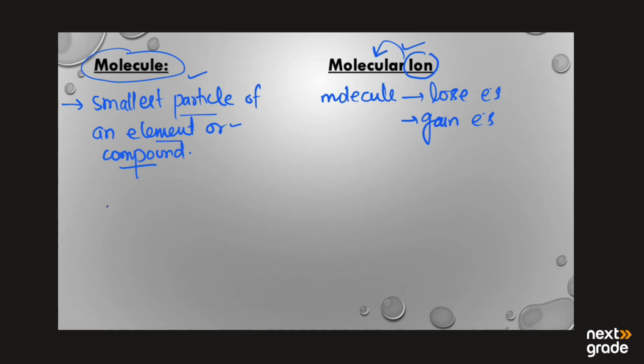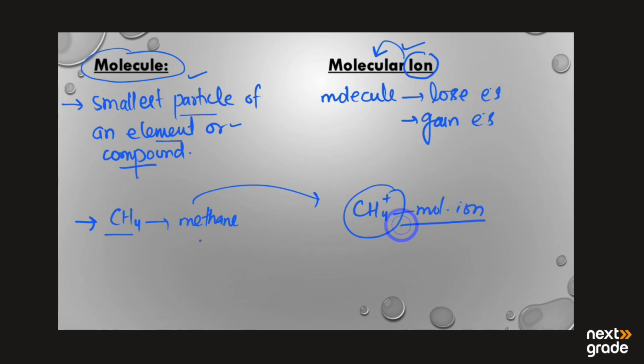For example, if we have a molecule like CH4, this is the molecule of methane, and when it loses an electron it changes into CH4 positive. So here this is the molecular ion and this is the simple molecule.